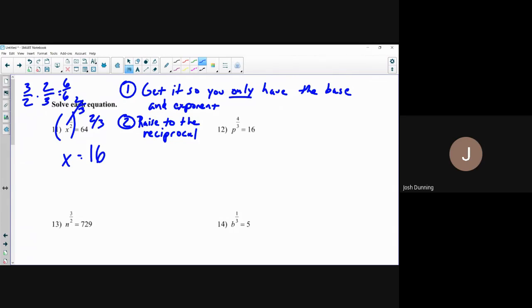On 12, all we got is the base and the exponent, just like we want. Raise to the reciprocal. Cancels. Then you just type in 16 to the 3/4. That one's 8.